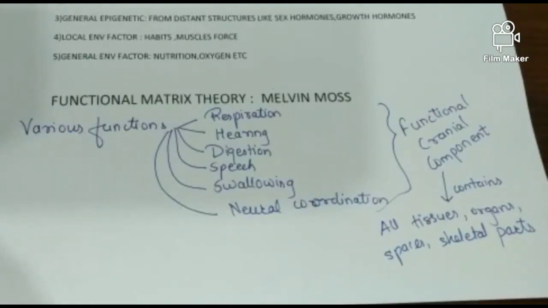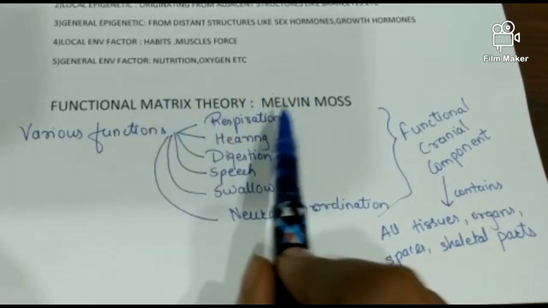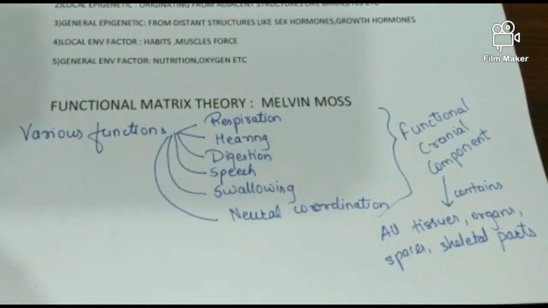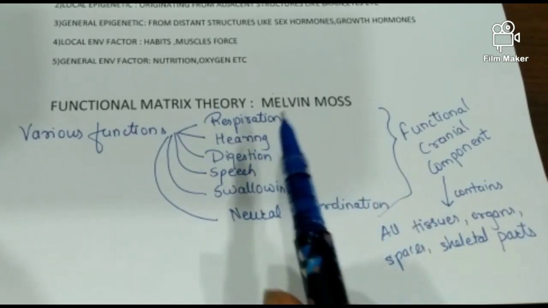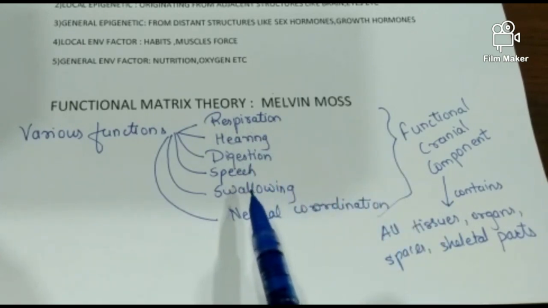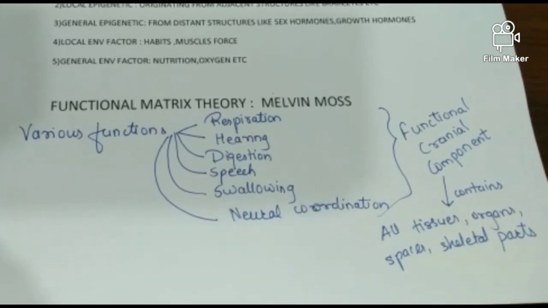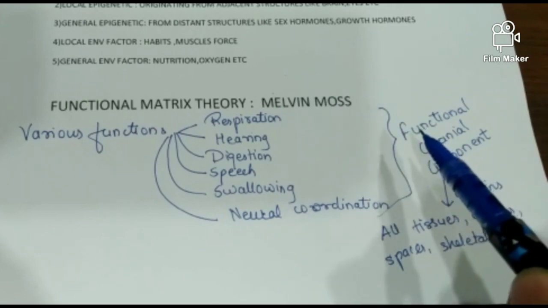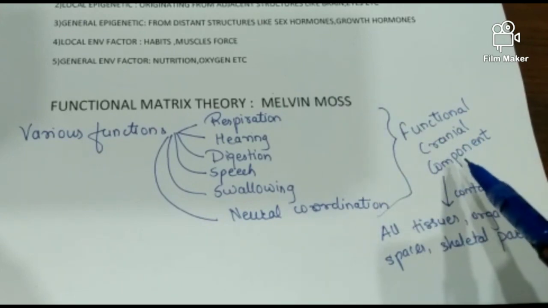Now moving on to the most important theory, the functional matrix theory given by Melvin Moss. M for M, matrix M and Melvin Moss M. Now, as we know, a number of relatively independent functions are carried out in the craniofacial region, like respiration, hearing, digestion, speech, swallowing, neural coordination, etc. Each of these functions is carried out by a functional cranial component.